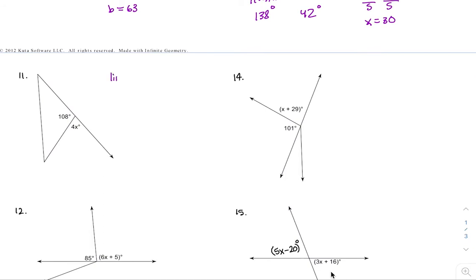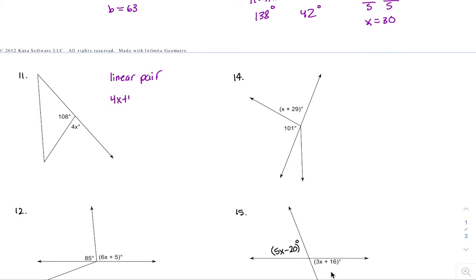This is a linear pair. You know it's a linear pair because they have an adjacent side and they're supplementary angles because they add up to 180. So since it's a linear pair, we add them together and they equal 180.